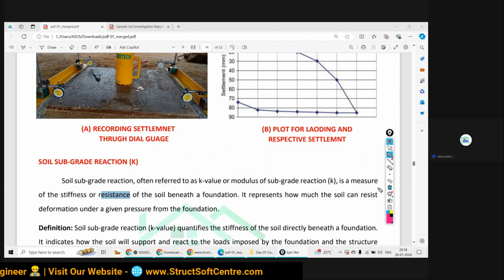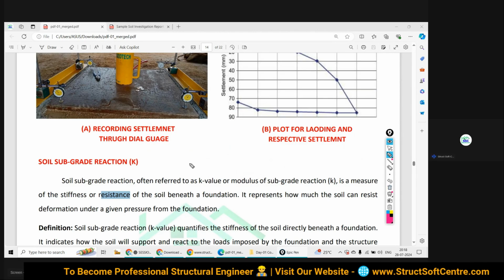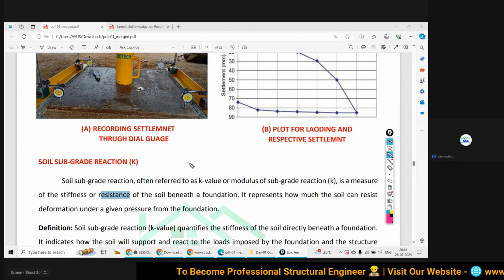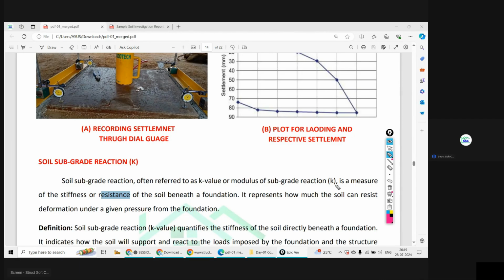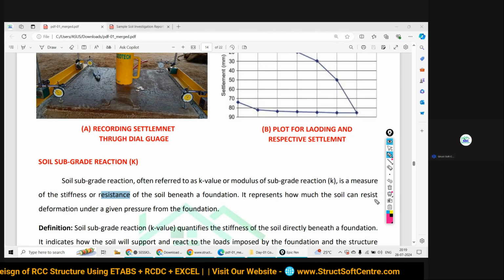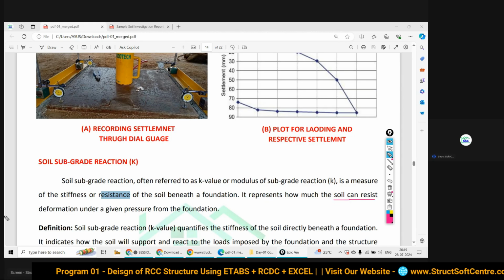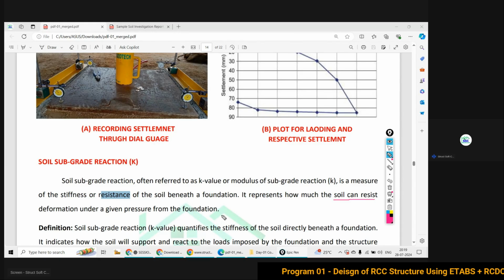So stiffness is what? Resistance to this application of the loading. Okay, and maintaining its shape, not undergoing deformation. So subsoil is often referred to as K, or modulus of subgrade reaction. K is the measure of stiffness or resistance of the soil beneath the foundation. फाउंडेशन के नीचे जो कैपेसिटी है वो हम लोग मेजर कर रहे हैं. It represents how much the soil can resist deformation under the given pressure from the foundation.